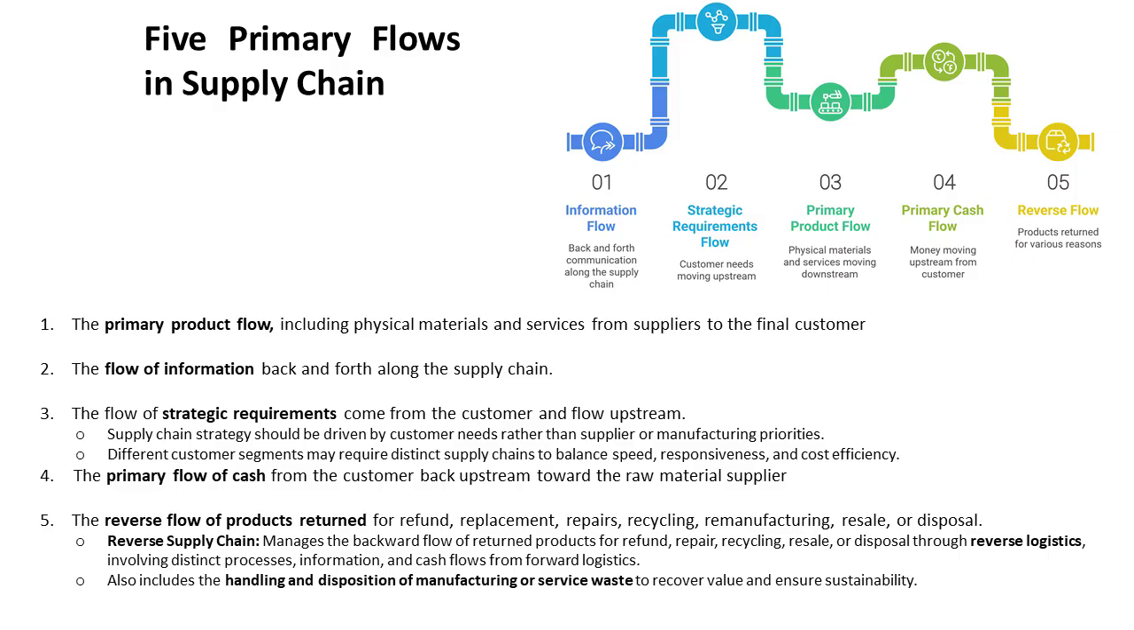And the other 2 upstream? Then we have the primary cash flow. Money moving upstream, paying for everything as it goes, from customer back to supplier eventually. The money trail. Yep.